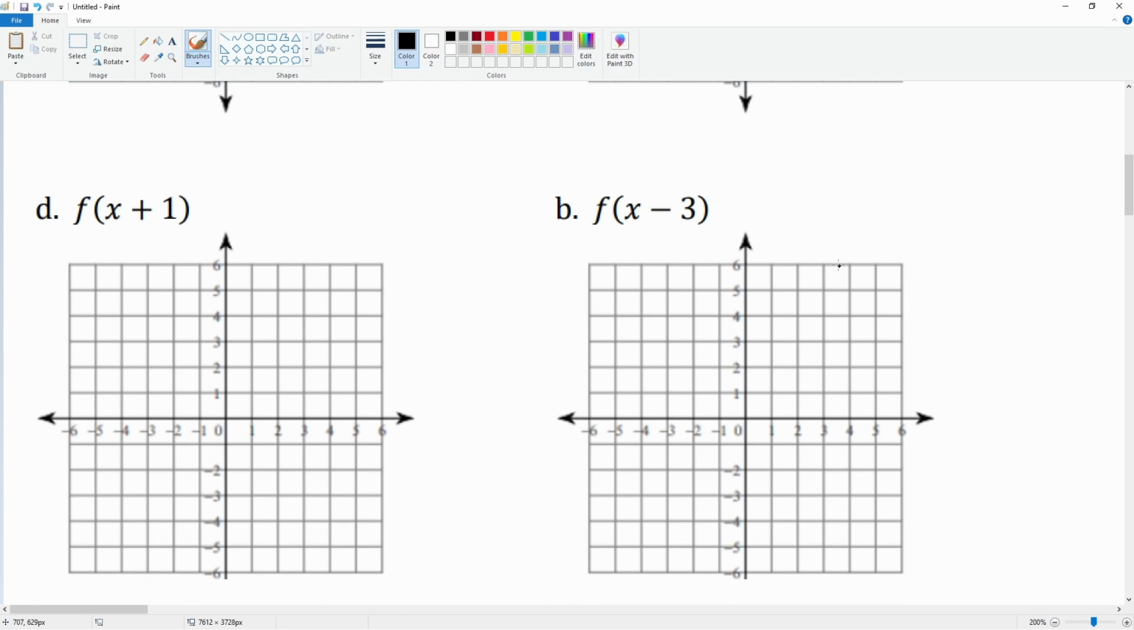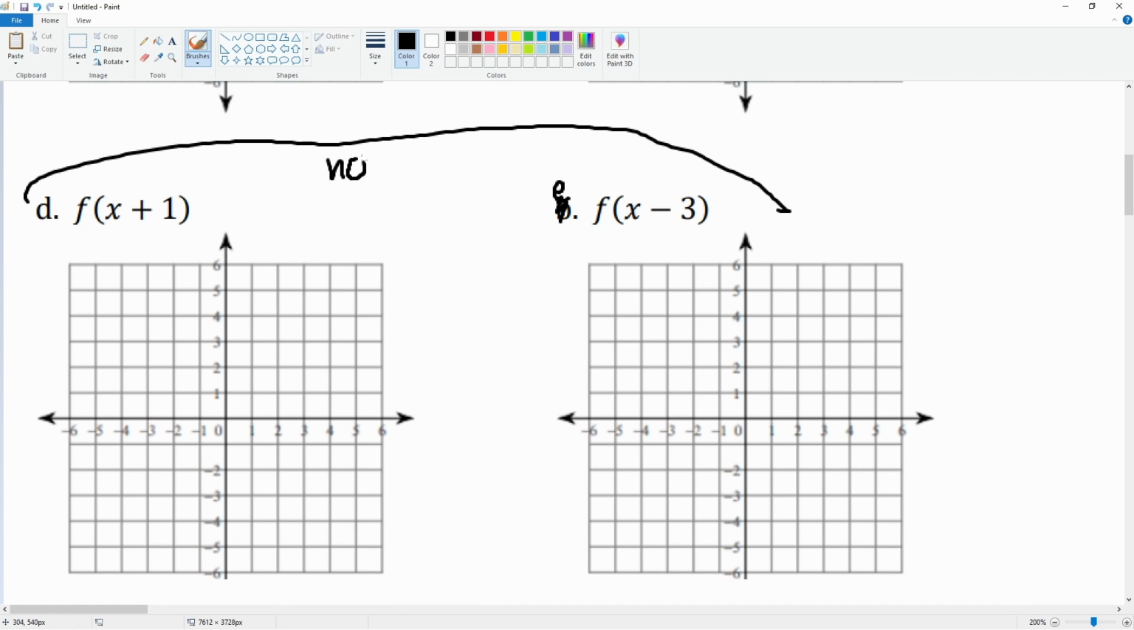For D and E, this should be D and E. I would like you to know that these two questions, D and E, are not on the test. It's not on the test, but I'm going to show it to you in a way. So when it is plus 1, what happens here is that this is going to be translated 1 unit left, okay? And it's going to make more sense later in the spring when I go over this in a little bit more detail. But it would look something like this.